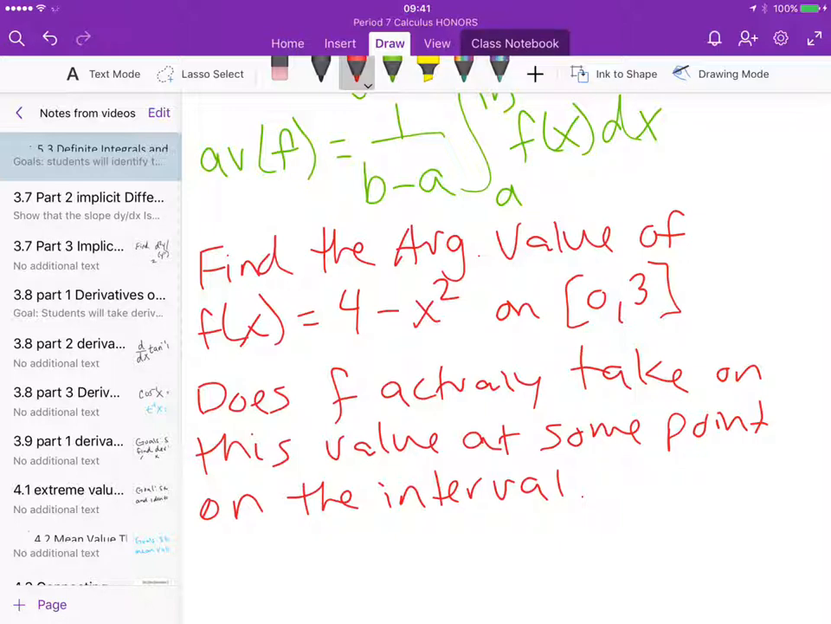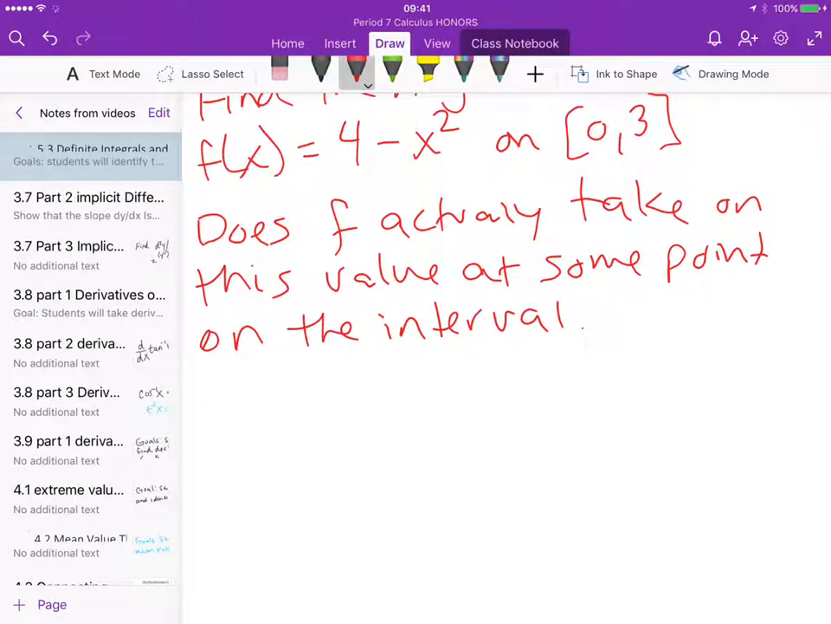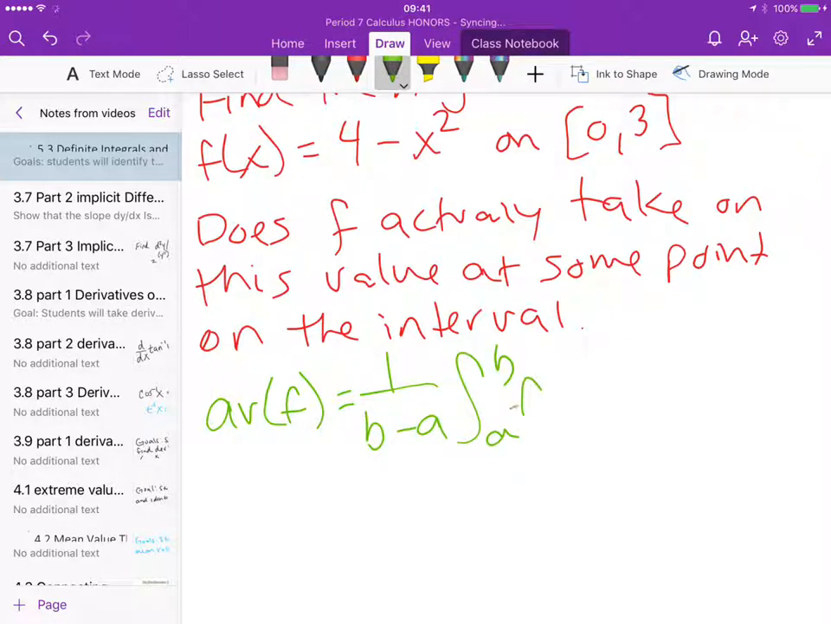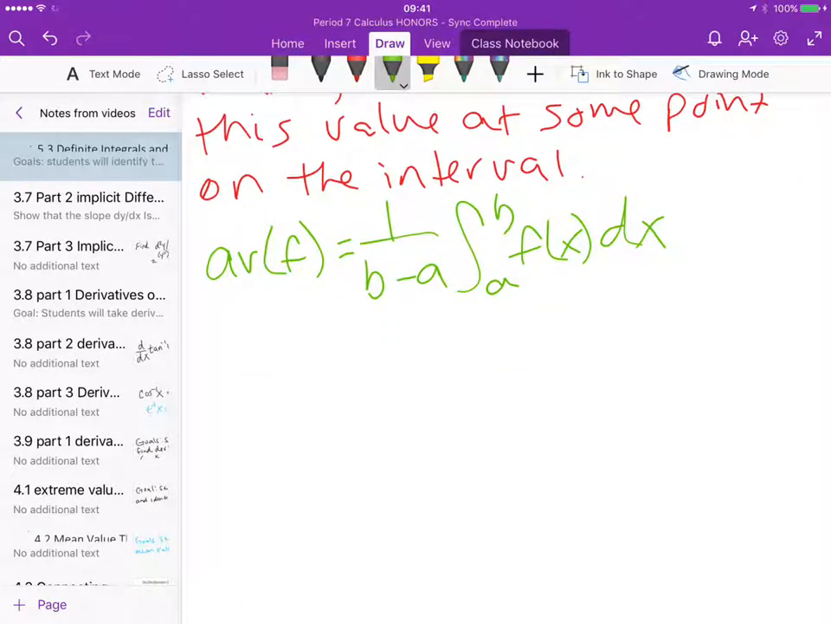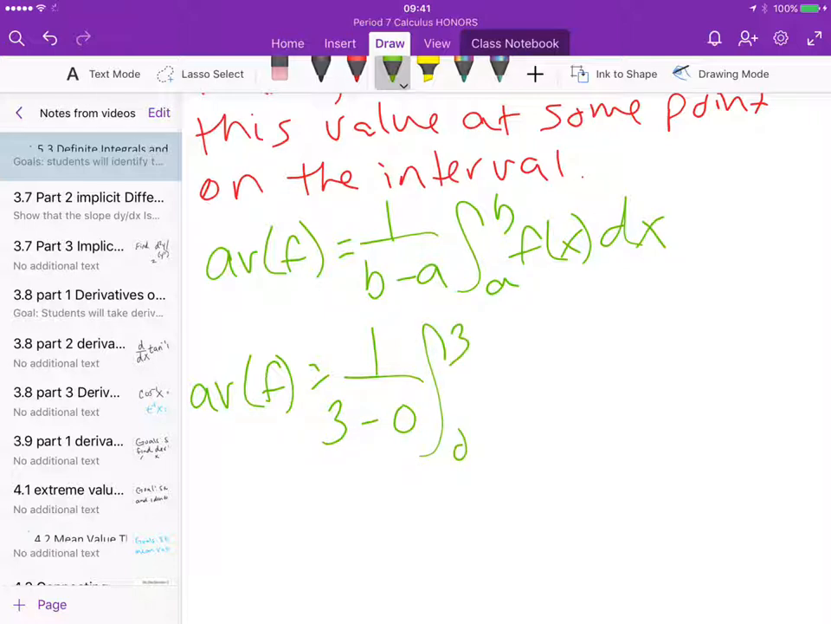So let's take a look. Using what we know about our definition, we have that AV of f is equal to 1 over b minus a times the integral from a to b of f of x dx. So 1 over b minus a is going to be 1 over 3 minus 0 times the integral from 0 to 3 of 4 minus x squared dx.